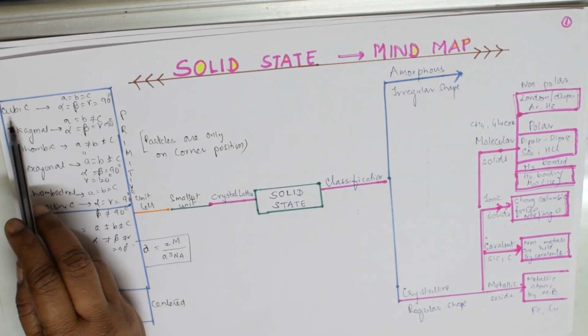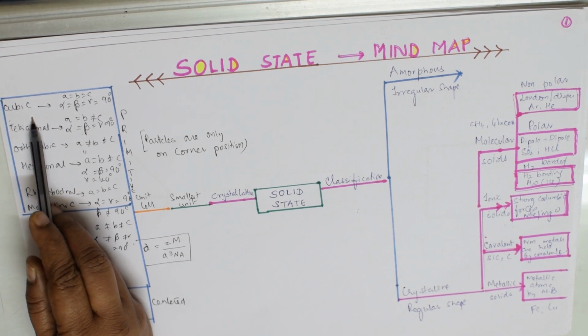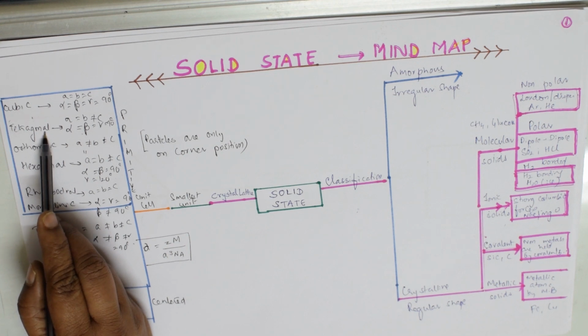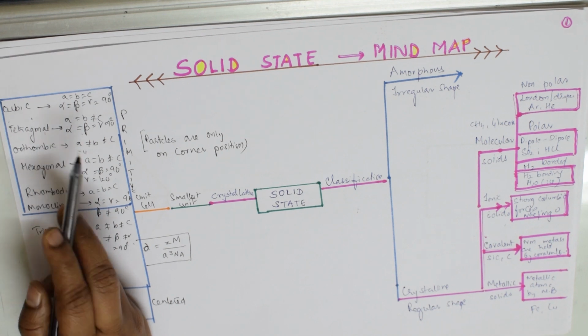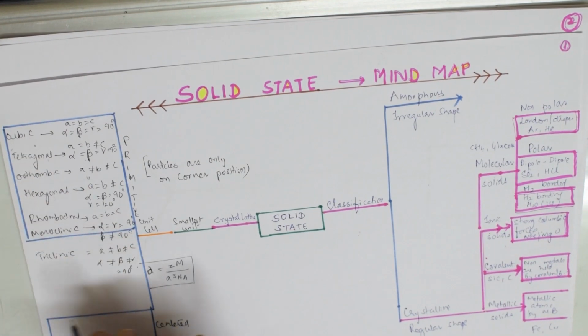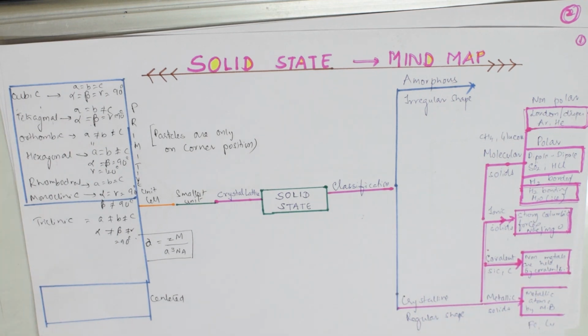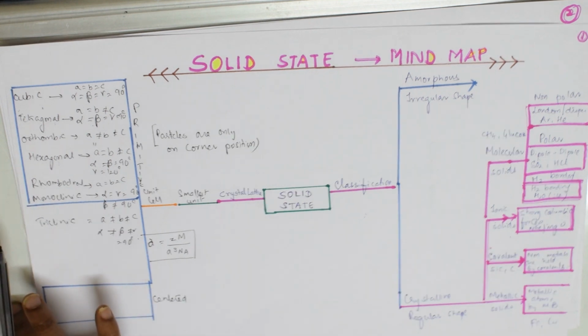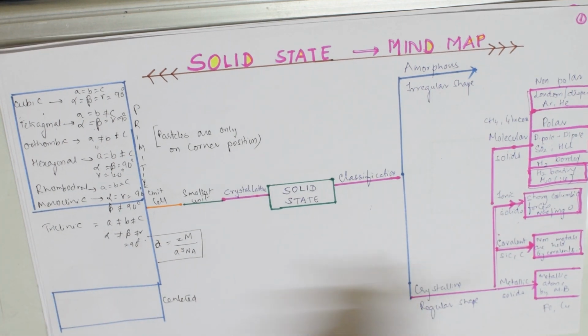I repeat the examples again for you students. Cubic, you can take the example of sodium chloride and polonium. Tetragonal, you can take an example of tin and titanium oxide. For orthorhombic, you can take an example of potassium nitrate and barium sulfate. For hexagonal, you can take an example of zinc oxide and carbon monoxide. For rhombohedral, you can take an example of calcium carbonate. Done. For monoclinic, you can take an example of monoclinic sulfur and sodium sulfate.